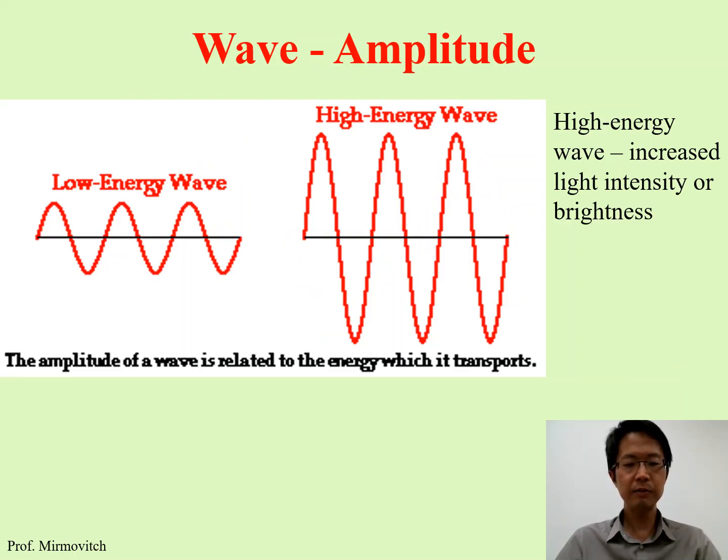So amplitude tells you how much energy that wave or the light contains. So high energy wave, so the light will be brighter. The amplitude of the wave will make the light brighter or dimmer.